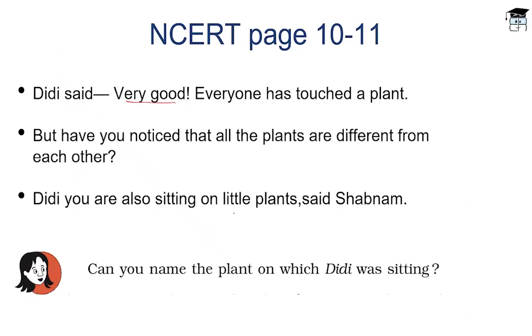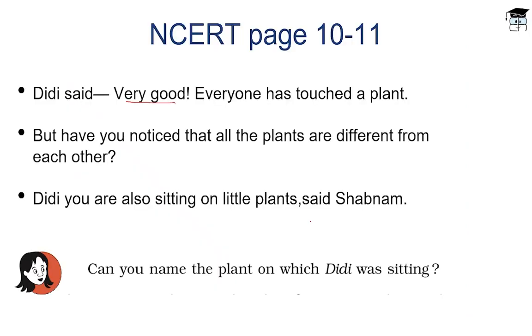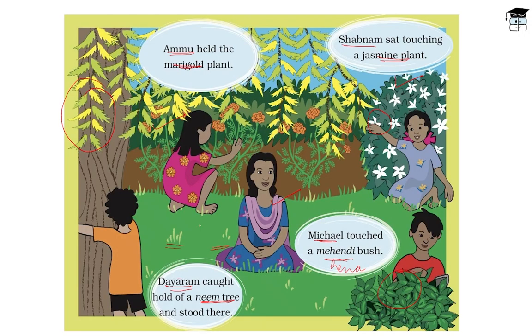"So, Didi, you are also sitting on the little plants," said Shabnam. So, Shabnam said that Didi is also sitting on little plants. These are little plants. Okay. Now, can you name the plant on which Didi is sitting? Look at this picture and see what are these little plants on which Didi is sitting.